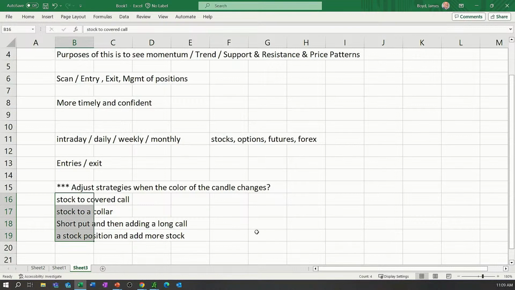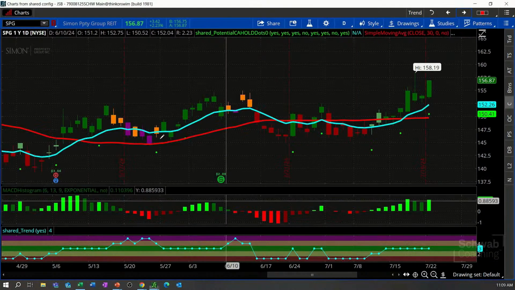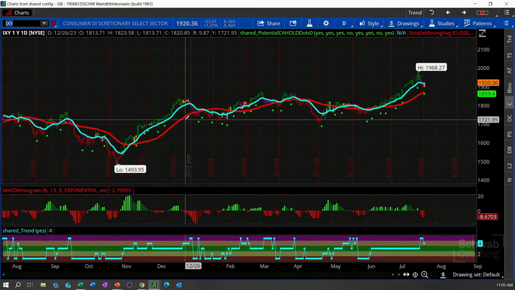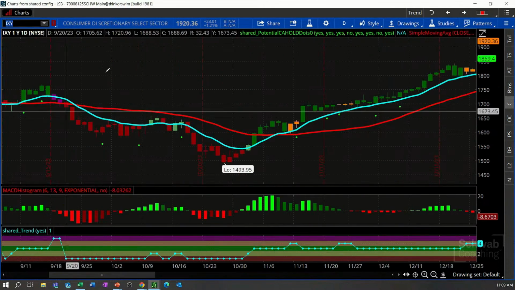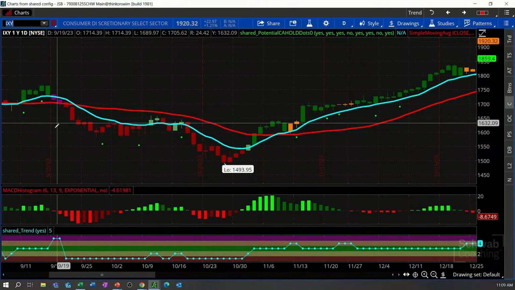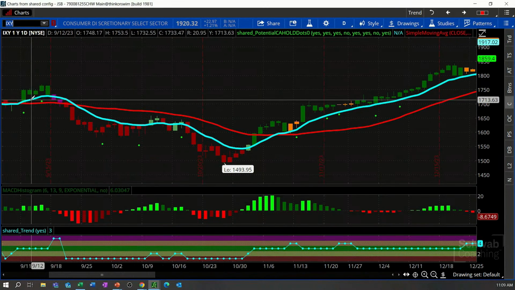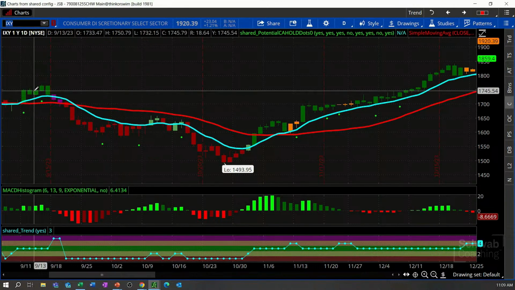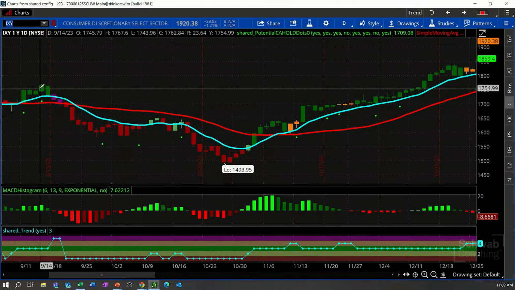Now, I want to bring up a chart and start to break down how we can read this. So what I want to do is go back to IXE, which is the consumer discretionary sector, and here it is. And what you're now going to notice is where it was going green, green, green, green. And just remember, green is your favorite friend, okay?